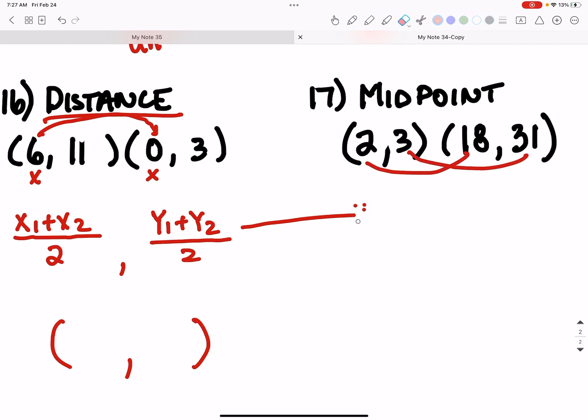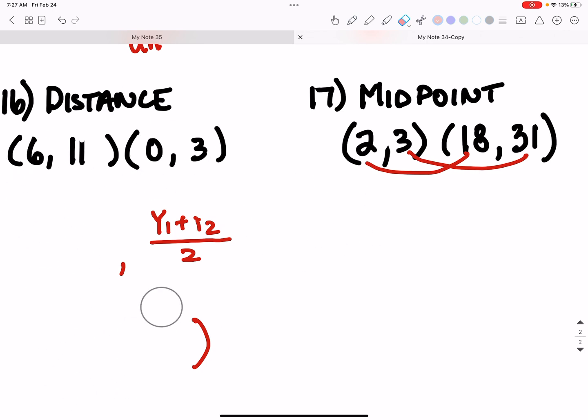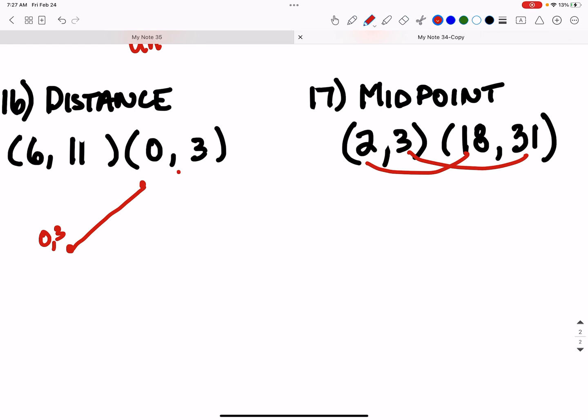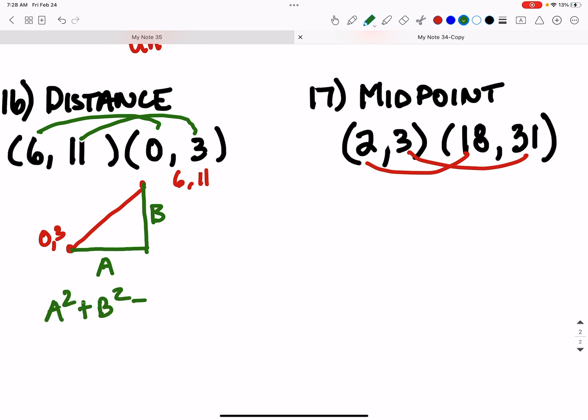Over here on the left, this is distance. This is when we make a triangle. So like 0, 3 would be like right here, and 6, 11 would be like up and over here. So we're saying how far are they apart? So we have to know the triangle. How far is it from 0 to 6? How far would this be? And how far is it from 3 to 11, right? So how far is it from 0 to 6? That's what this is. And how far is it from 11 to 3? That's what this is. And then we can use a squared plus b squared equals c squared.